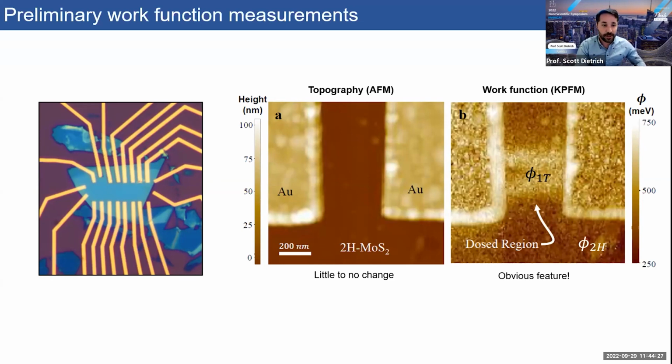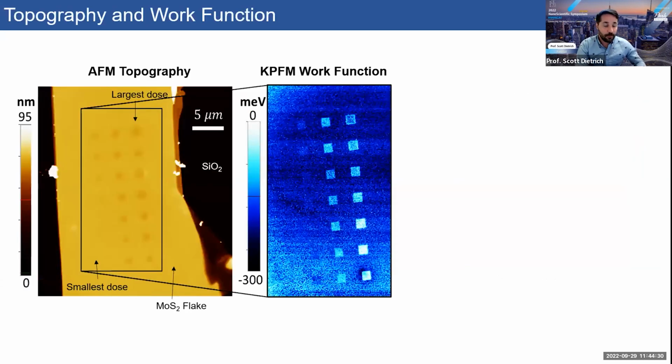And when we decided to look at this in more detail, we took a flake of MoS2, exfoliated on a silicon dioxide wafer, and we patterned 1 by 1 micron boxes in a 7 by 3 array, where we had a small dose down here of about 1 femtocoulomb per spot, up to 3 orders of magnitude higher at the largest dose, increasing here.